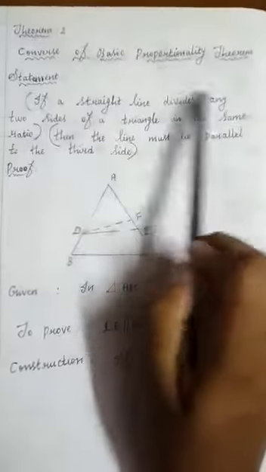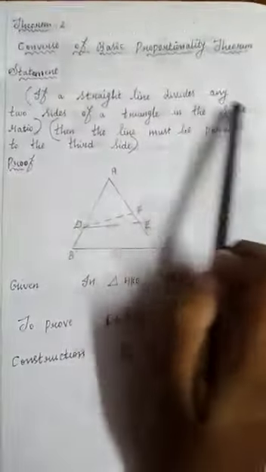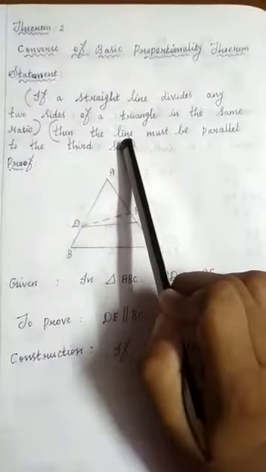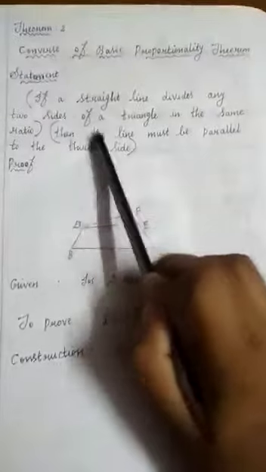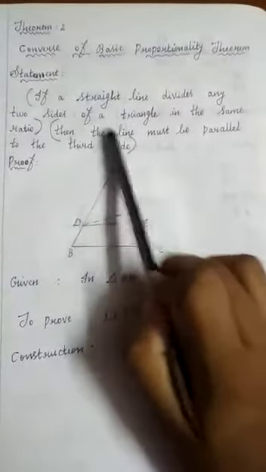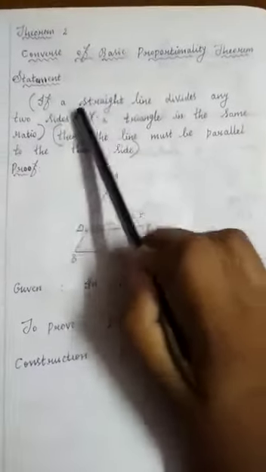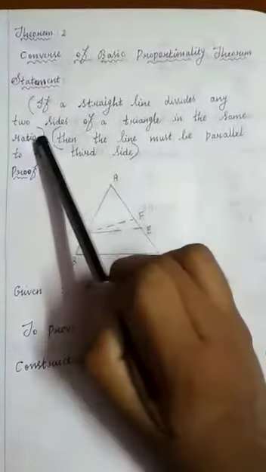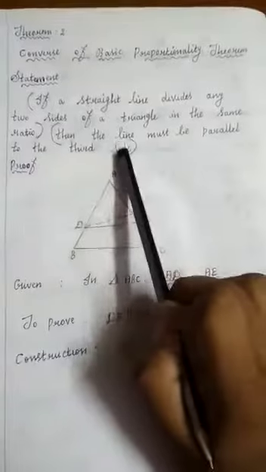If a straight line divides any two sides of a triangle in the same ratio, then the line must be parallel to the third side. So in the BPT theorem, this is the given part. I put it in brackets. This part you have proved. But here this is the given part and this is the proving part. Reversely we have taken. Okay, so now see, if a straight line divides any two sides of a triangle in the same ratio, then the line must be parallel to the third side.